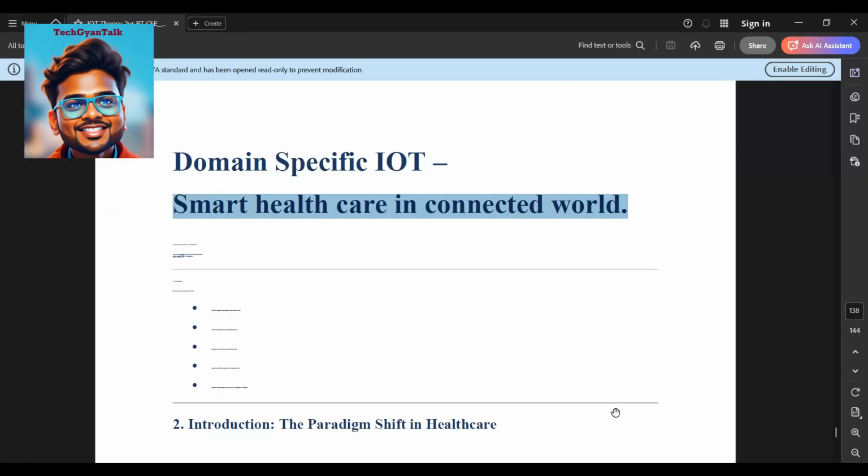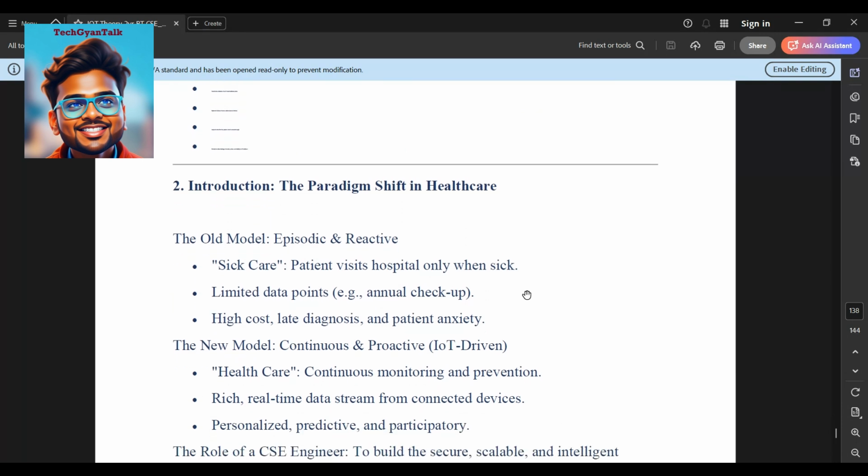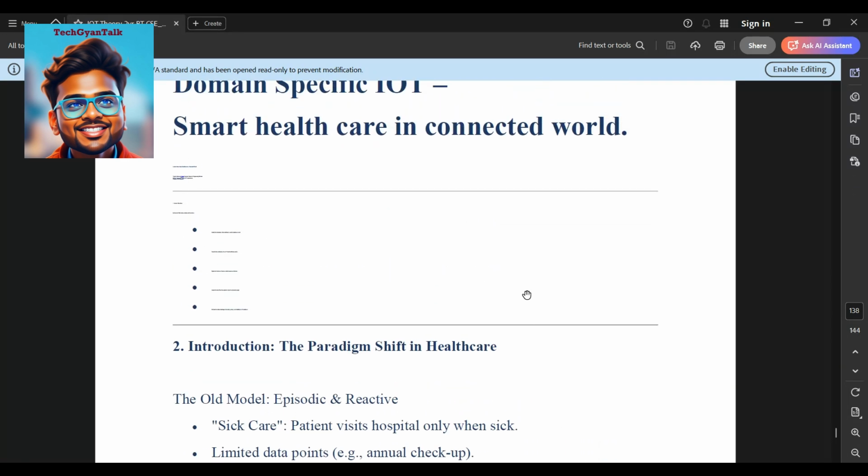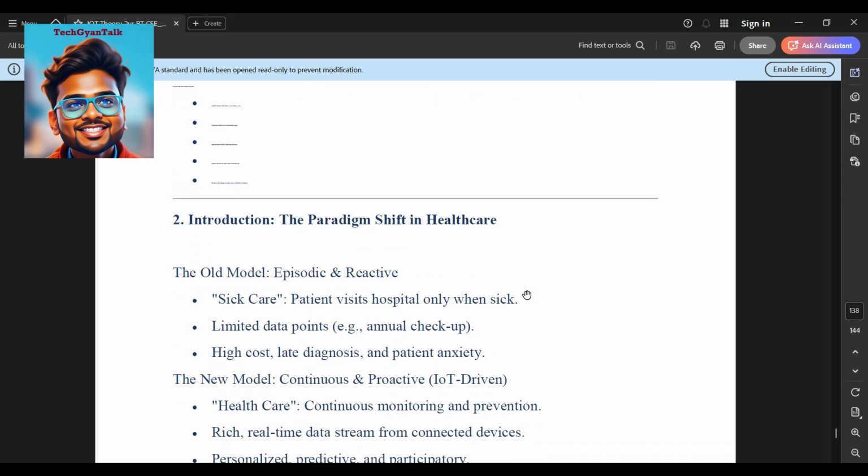Applications like domain-specific IoT and smart healthcare in a connected world. In this, the paradigm shift in healthcare is the main reason for these new things in the world. The old model was episodic or reactive sick care: patients visit the hospital only when they are sick, with limited data points, for example annual checkups, and high cost or late diagnosis, and patients' anxieties. These are all the challenges or demerits of the old system.